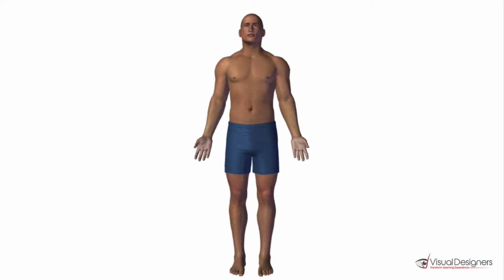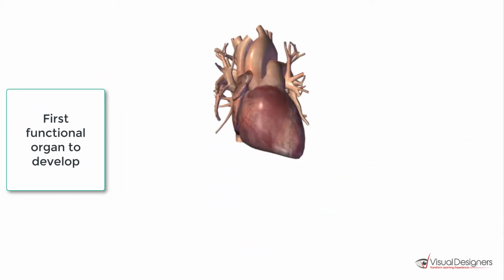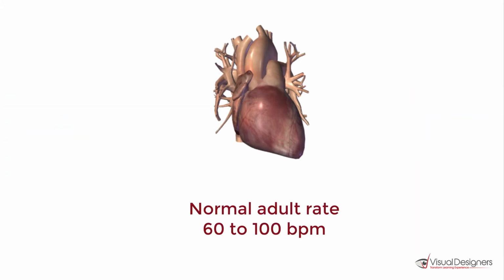So, let's begin with an introduction to this vital organ, the heart. The heart is a muscular organ in most animals, which pumps blood through the blood vessels of the circulatory system. It is the first functional organ to develop. It starts to beat and pump blood at about 3 weeks into embryogenesis. An adult resting heart rate ranges from 60 to 100 beats per minute.